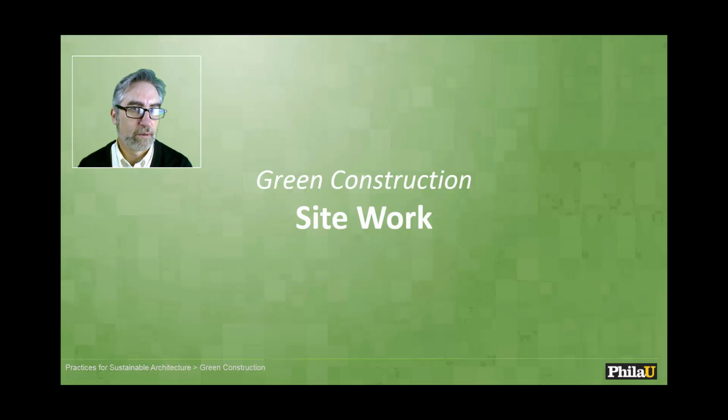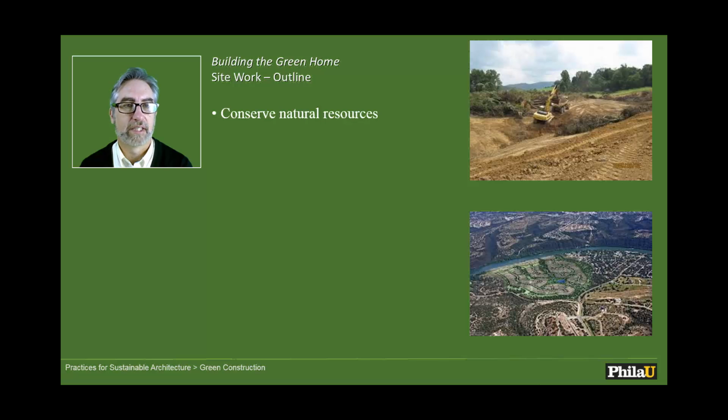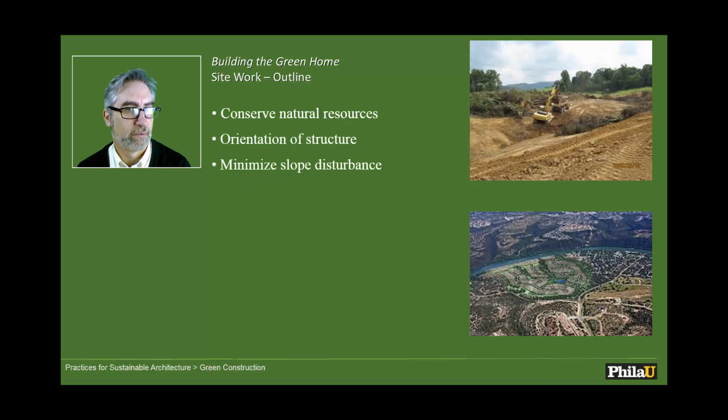So now that we've covered the general conditions that a GC would look at when working on a project, we're going to turn now to site work and look at some of the strategies and procedures that we might be using. And of course, the first one is we're trying to conserve natural resources. And so one of the things that we're going to try to do is think about where the building is located on the site and its orientation and shape in order to minimize the slope disturbance.